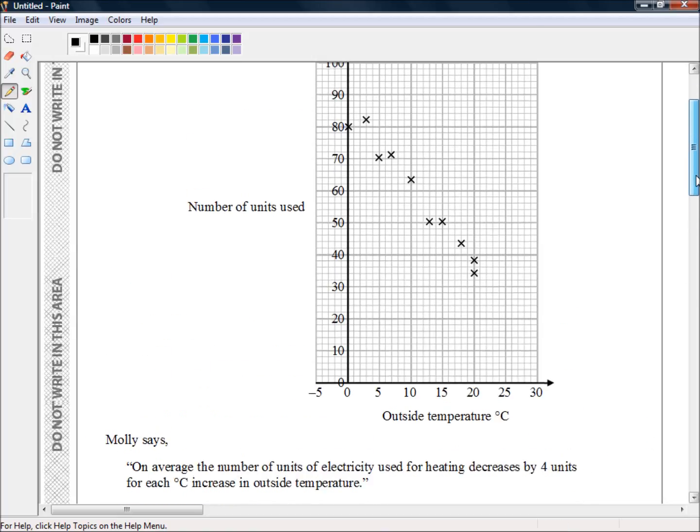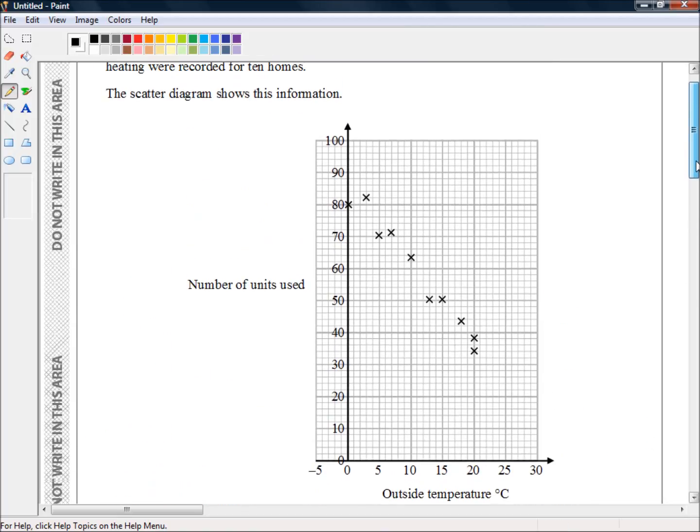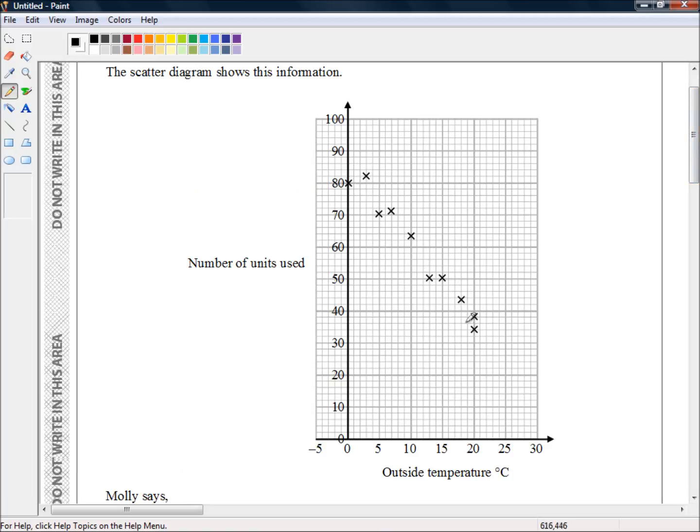Well, we can see just by looking at the graph that the gradient is going to be negative, which means that the number of units of electricity does indeed go down for every increase in outside temperature. But to find out by how much, we're going to need a gradient, and we can't just get a gradient with all these x's all over the place, so we're going to need a line of best fit. So we take a straight edge.